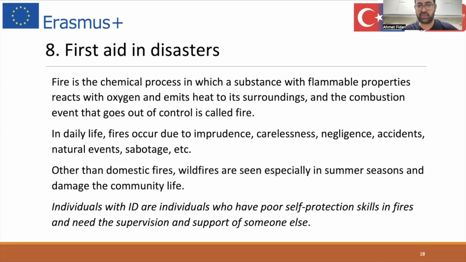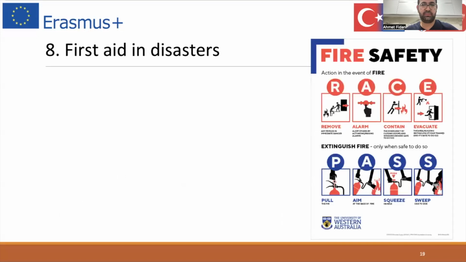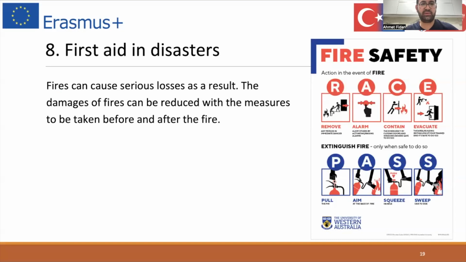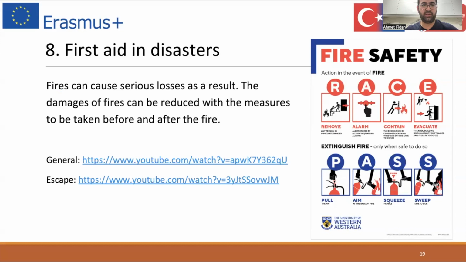Individuals with intellectual disabilities are individuals who have poor self-protection skills in fires and need the supervision and support of someone else. Fires can cause serious losses as a result. The damage of fires can be reduced with the measures to be taken before and after the fire. These are 2 videos on fires.